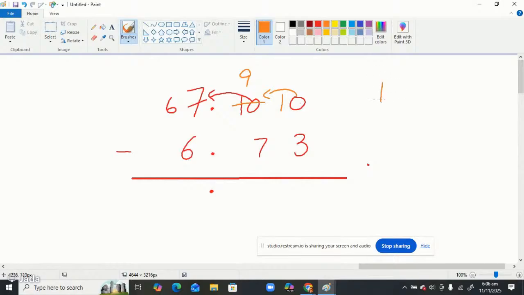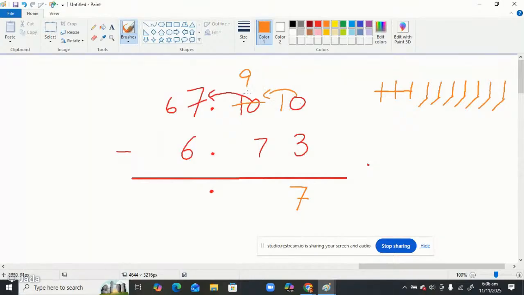Let's draw 10 lines. 2, 3, 4, 5, 6, 7, 8, 9, 10. Now take away 3 lines. 1, 2, 3. How many are left? 1, 2, 3, 4, 5, 6, and 7. So we are just going to put 7 here.